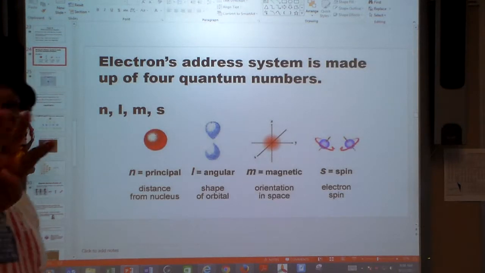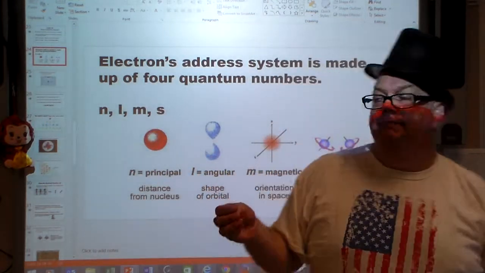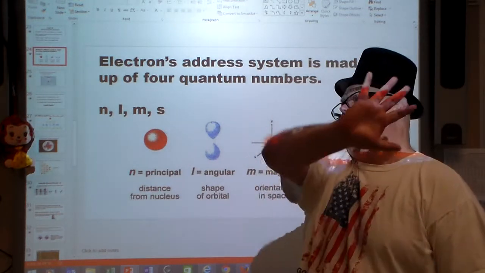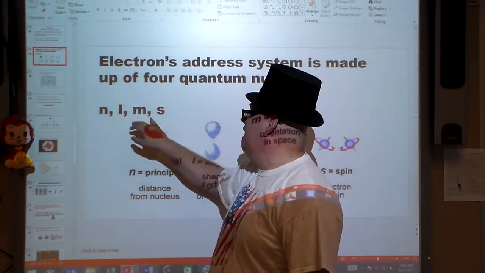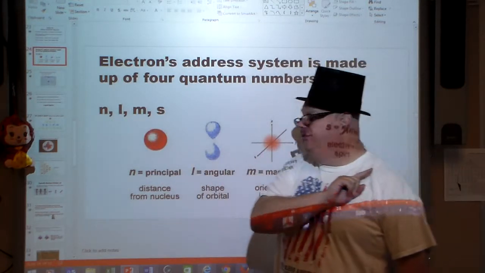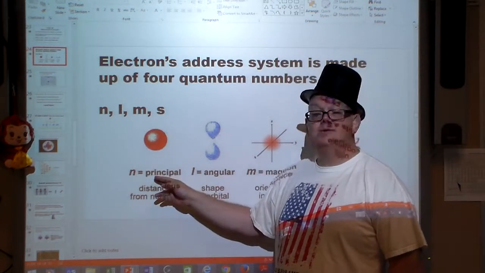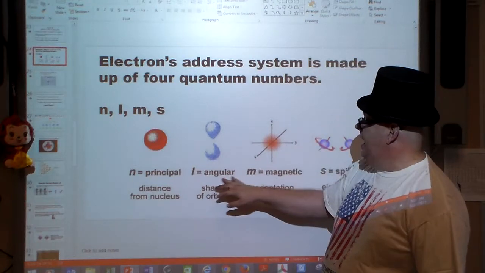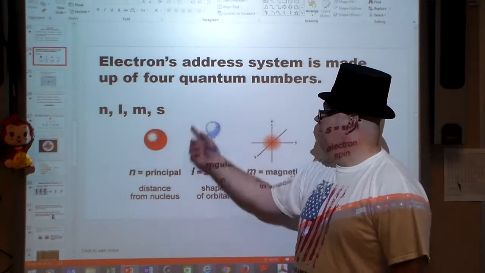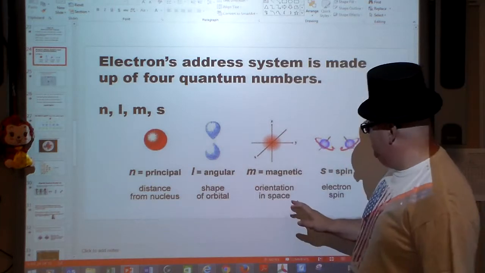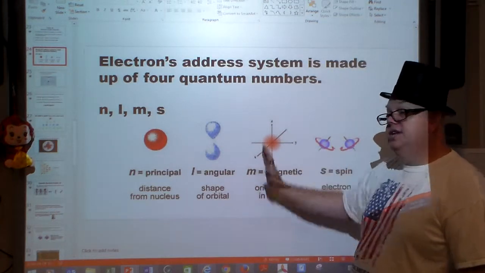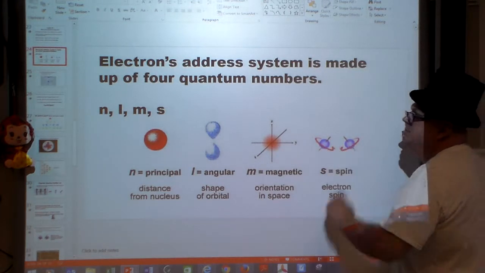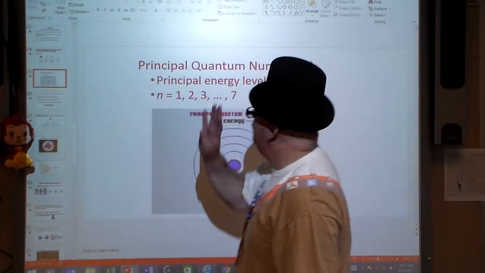Now there's 4 parts to an electron's address, really. And they're made up of 4 quantum numbers. Don't panic, okay? I'm not having you memorize the N, L, M, S. I'm not. But you do need the 4 parts. N is the principal. That's our basic energy level. How far from the nucleus? The angular, the L, is the shape of the orbital, the shape of the region that the electron is in. M is the magnetic, which is the orientation in space. S is short for spin. How is the spin of the electron? So now there's the 4 parts.